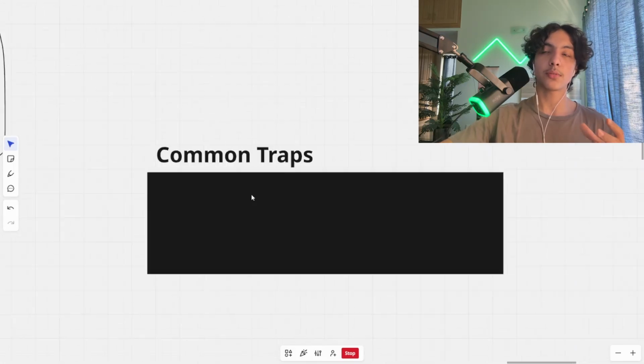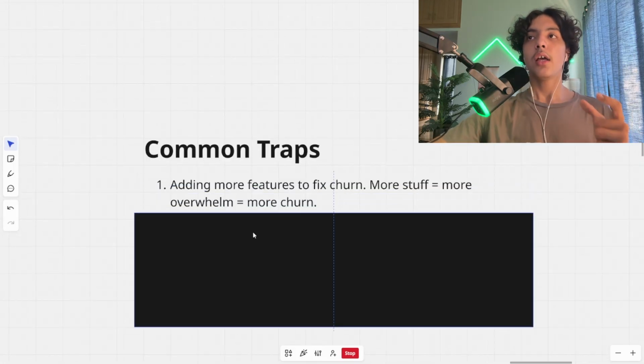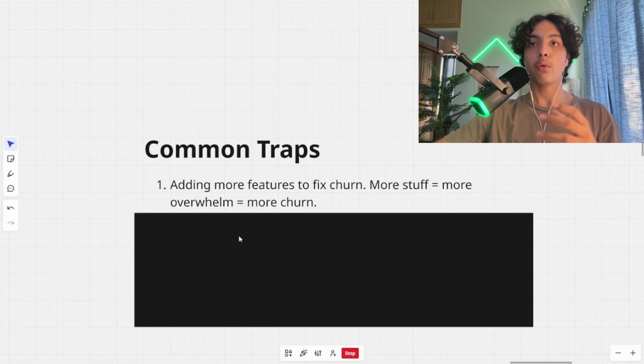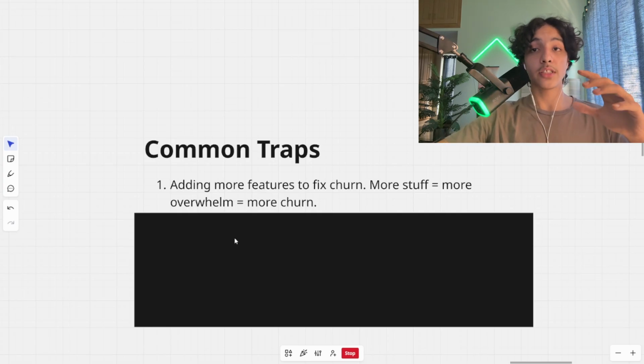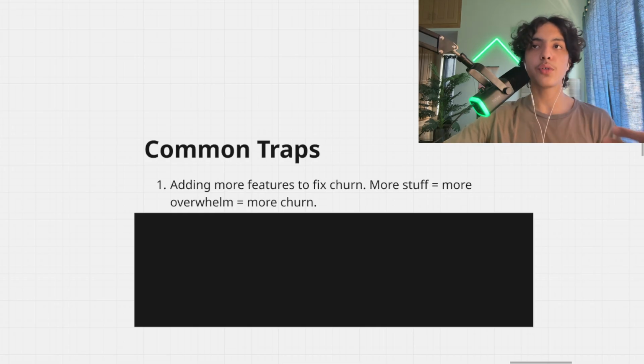Now here are a few common traps a lot of people fall into. So first of all, adding more features to fix churn. If you add more stuff, that will result in more overwhelm, and that will result in more churn because people need to learn so many more things. They're going to leave instantly. So you're actually increasing churn by adding more features. What you need to do to fix churn is replace existing features if they're really bad, if people are like, hey, I hate this.